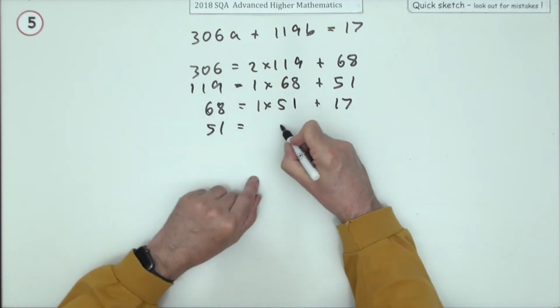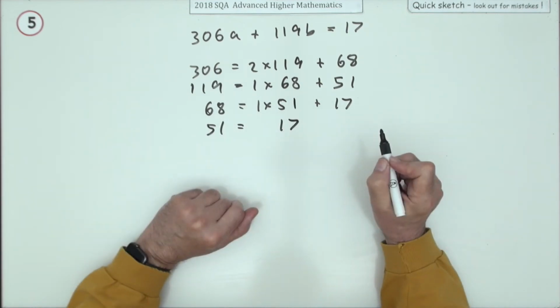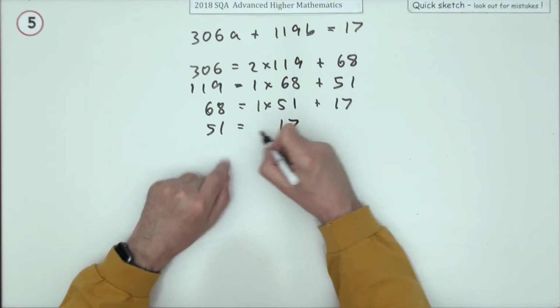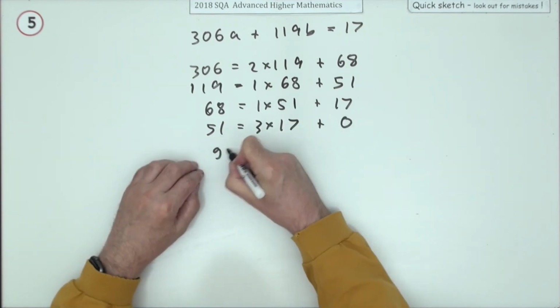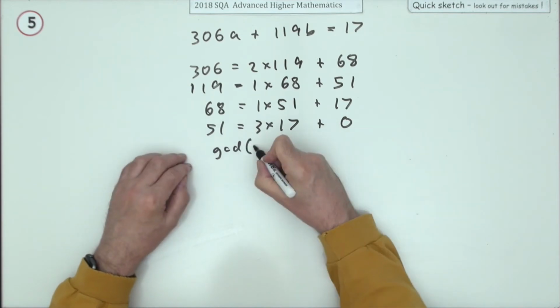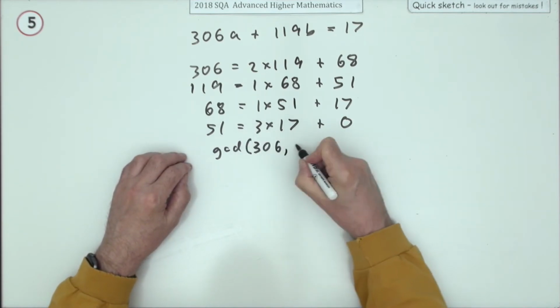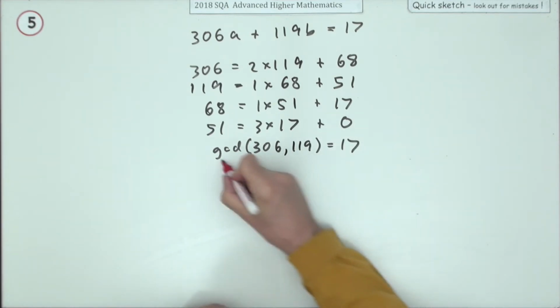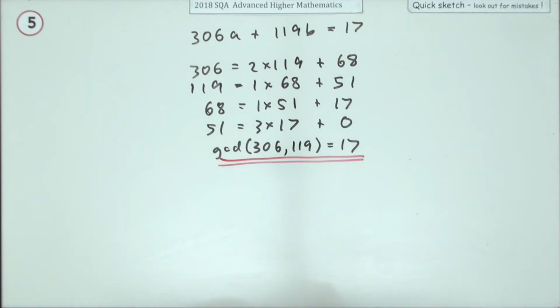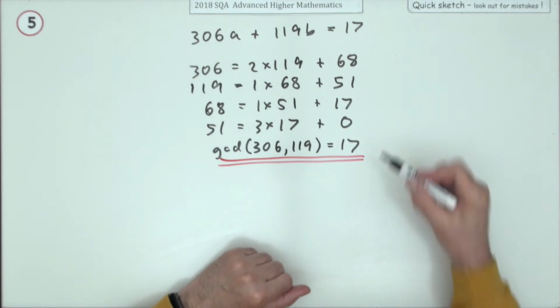So presumably 51 is a fixed number of 17s, and it is, it's 3. 3 sevens are 21. I'll put plus 0. So I don't think you need to write this part. The greatest common divisor of 306 and 119 is 17. That'll be the first part for 2 marks.